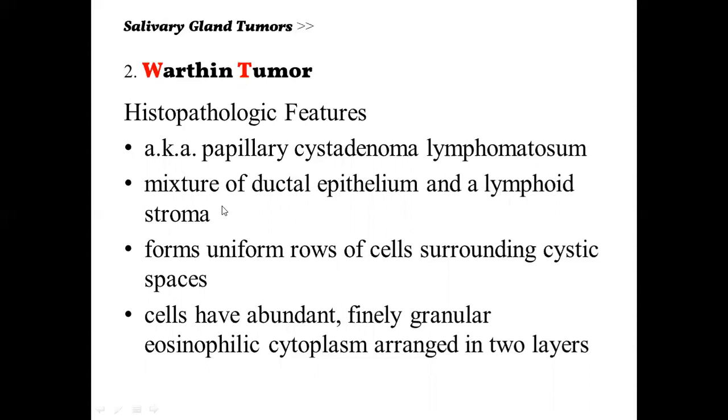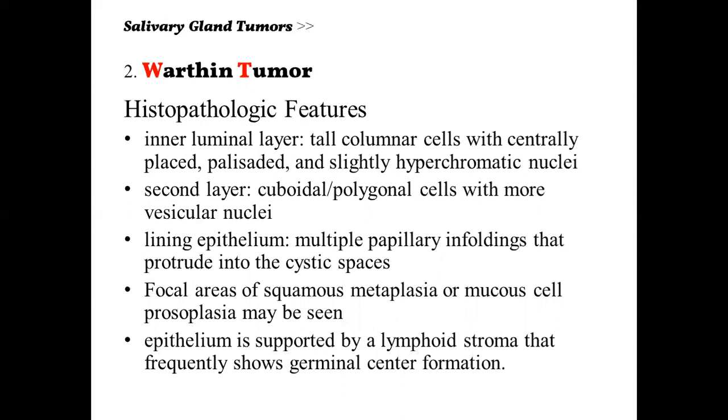Okay? Kasi yung pleomorphic adenoma kanina, it's a mixture of ductal epithelium and myoepithelial cells. But this one is a mixture of ductal epithelium and lymphoid stroma. Let's look further. Importanteng malaman nyo dito is meron tayong epithelial cells, columnar cells, polygonal cells, lining epithelium cells, supported by a lymphoid stroma that frequently shows germinal center formation. Okay. So dito nyo lang sa Warthin tumor makikita yun.